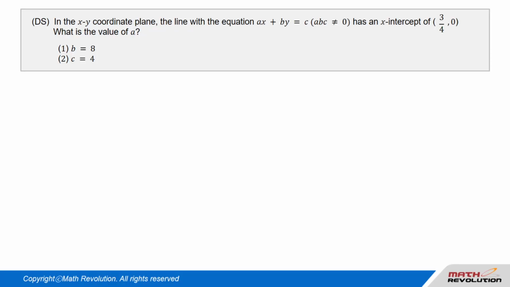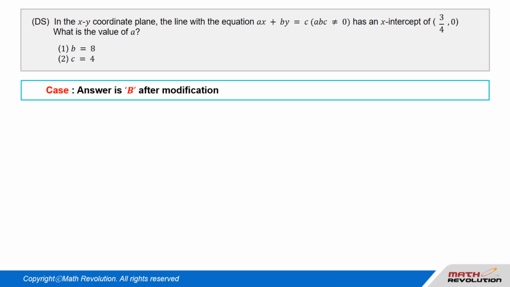Question 1. DS. In the x-y coordinate plane, the line with the equation ax plus by equals c, where abc is not equal to 0, has an x-intercept of (3/4, 0). What is the value of a? Condition 1. b equals 8. Condition 2. c equals 4.